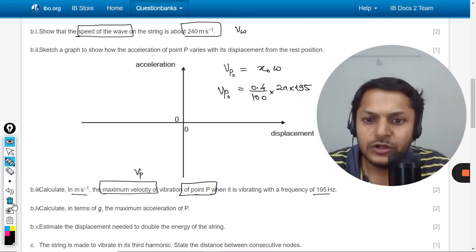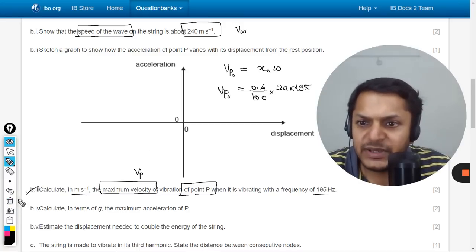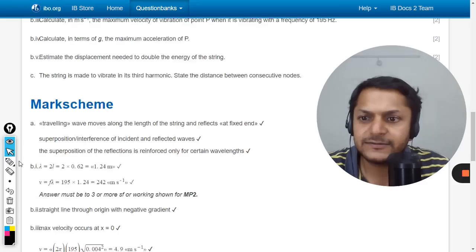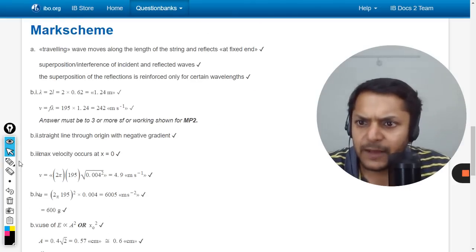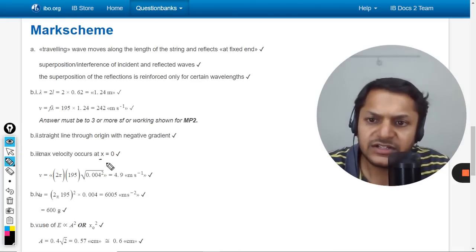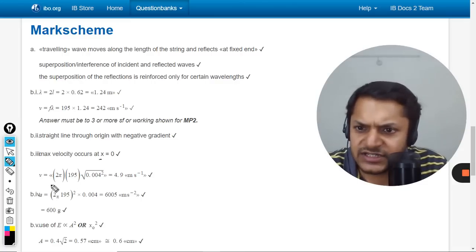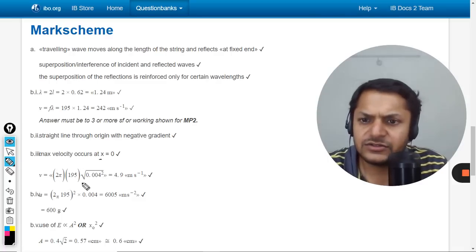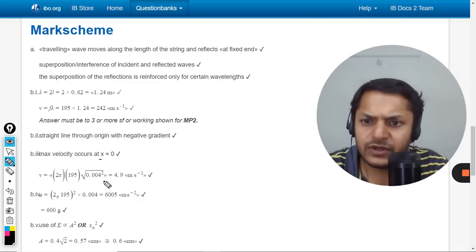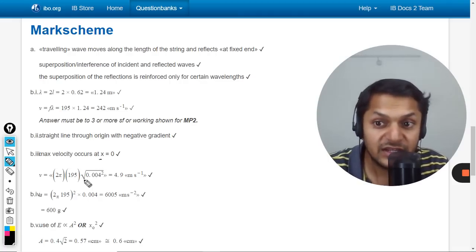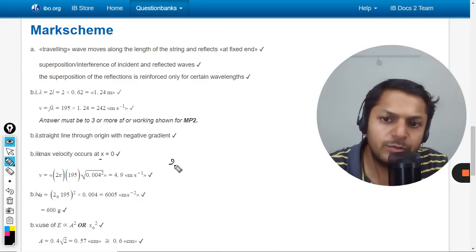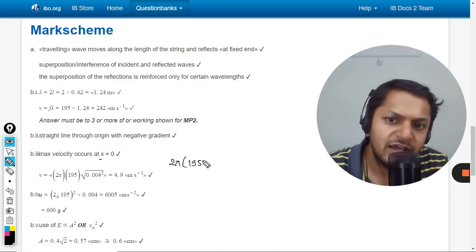Okay, so this is B3 that we're talking about. The maximum velocity occurs at x equal to 0, he says. So this is 2 pi f, square root of... why is he using a square root as well as squaring it? Do you see this? This is really weird. He should be writing 2 pi f into x naught.